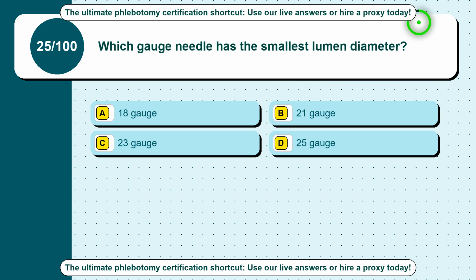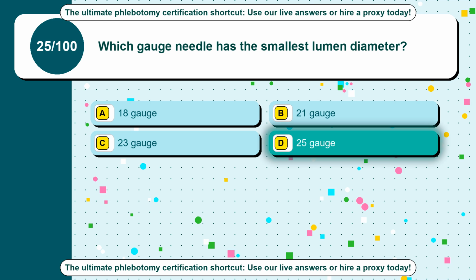Question 25. Which gauge needle has the smallest lumen diameter? Option A, 18 gauge. Option B, 21 gauge. Option C, 23 gauge. Option D, 25 gauge. The correct answer is option D, 25 gauge.